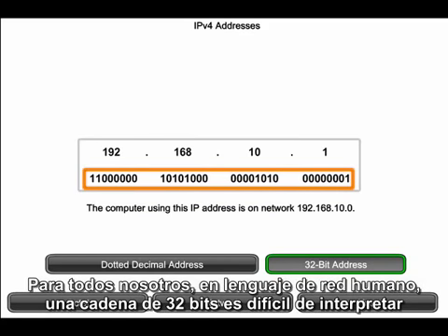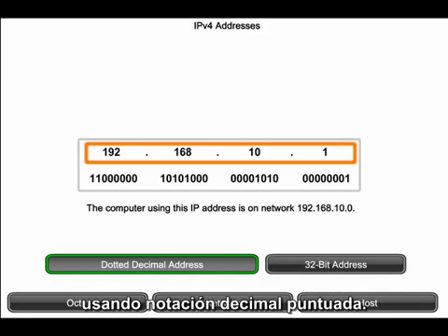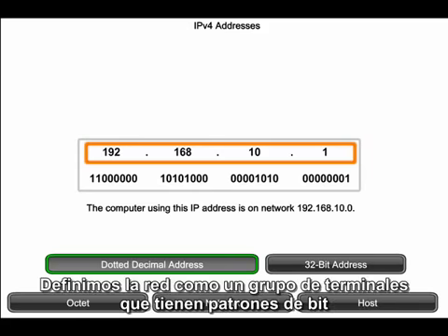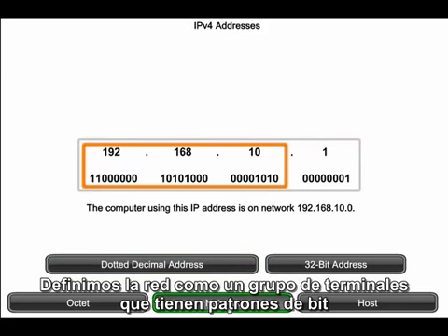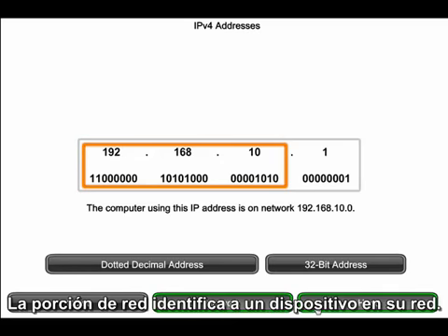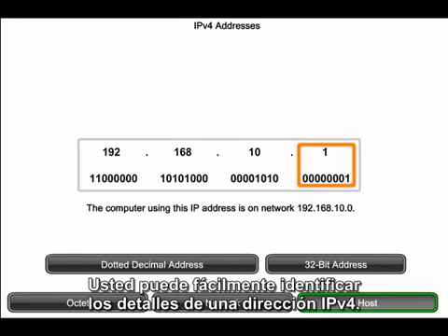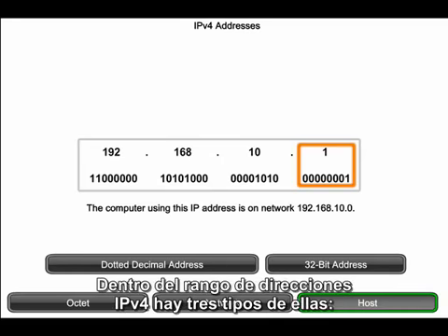For those of us in the human network, a string of 32 bits is difficult to interpret and even more difficult to remember. Therefore, we represent IPv4 addresses using dotted decimal notation. We define a network as a group of hosts that have identical bit patterns in the network portion of their addresses. The host portion identifies one device on that network. If you don't already know the conversion process, learn to convert binary to decimal so you can easily identify the details of an IPv4 address.